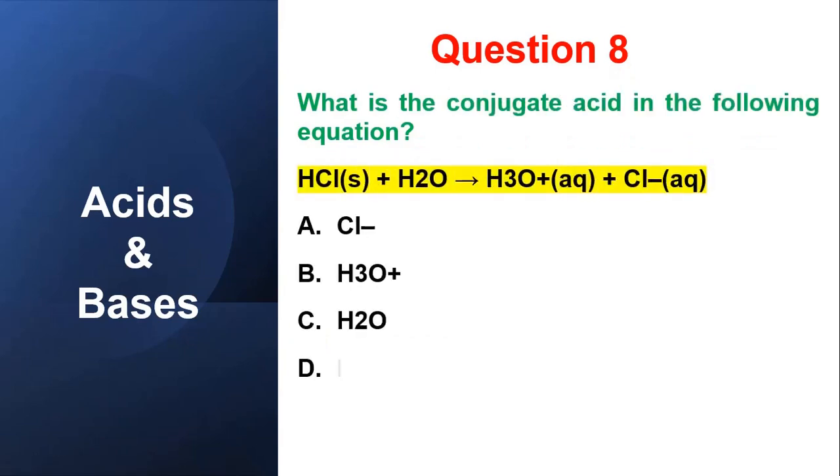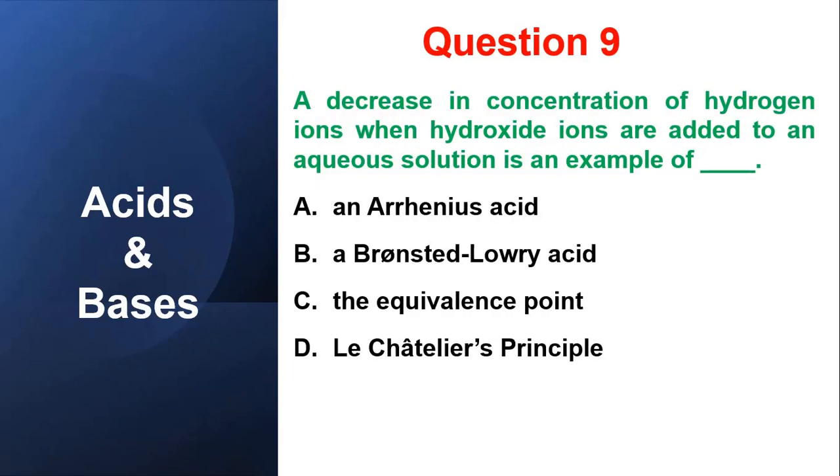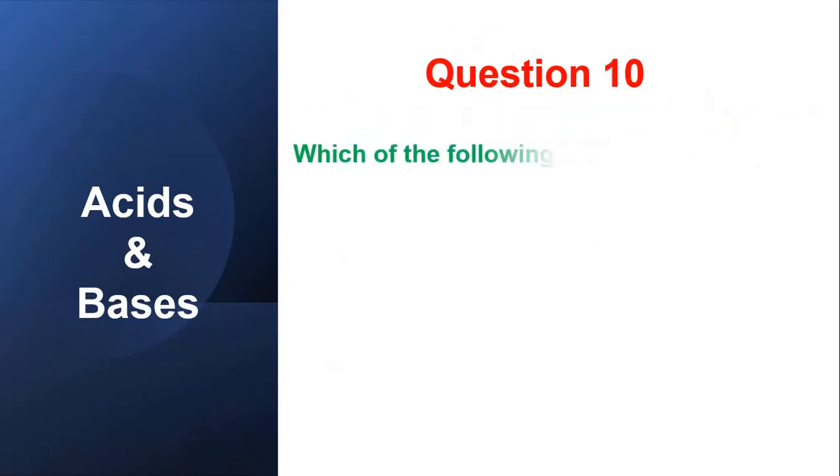What's the conjugate acid of the following equation? You have HCl and H2O will produce H3O positive and Cl negative. Conjugate acid. This is acid. So not this one. This is base, not this one. What is coming with the base? Yes, conjugate acid is H3O positive. Correct. A decrease in concentration of hydrogen ions when hydroxide ions are added to an aqueous solution is an example of Le Chatelier. Here we talk about equivalence.